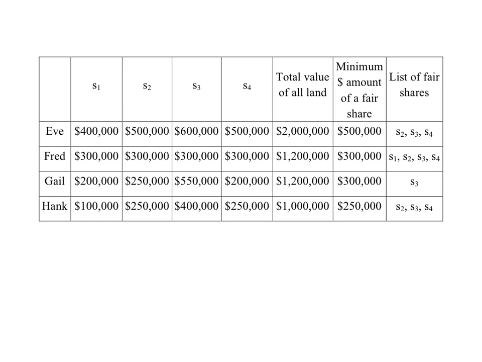To answer the same question about the other 3 siblings, Fred, Gail, and Hank, we have to use the same methodology. So first, for Fred, we add up the total value of all the land according to him. And notice, he thinks the entire piece of land is much less valuable than Eve thinks it is. That's okay. They will have different opinions about this.